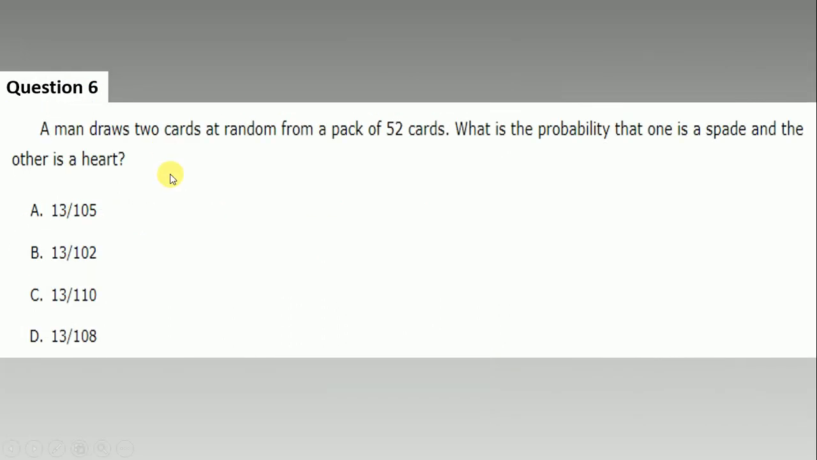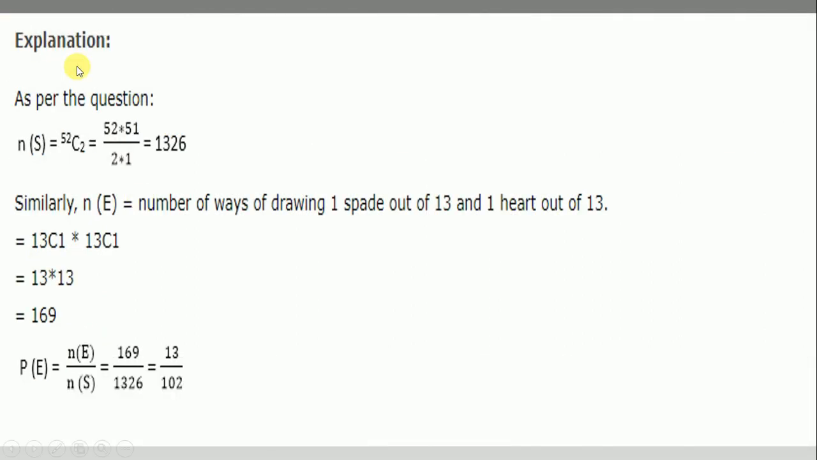Now question 6. A man draws 2 cards at random from a pack of 52 cards. What is the probability that one is a spade and the other is a heart? So here is your solution. As per the question, the number of sample space is equal to 52C2. So here it will be 52 into 51 divided by 2 into 1. And I have already told the formula used here: nCr is equal to factorial n divided by factorial n minus r into factorial r. And here n is equal to 52 and r is equal to 2.